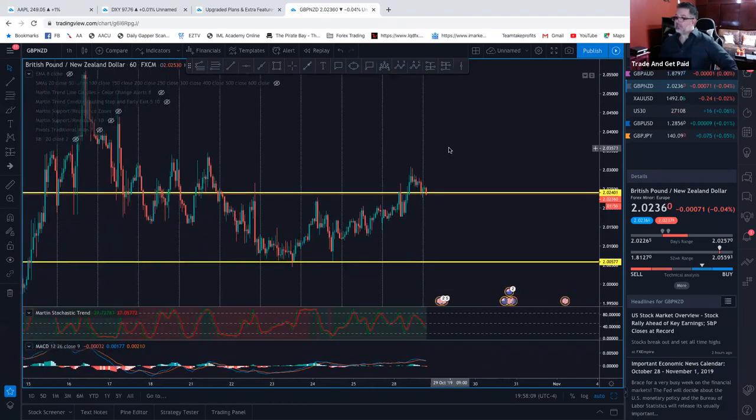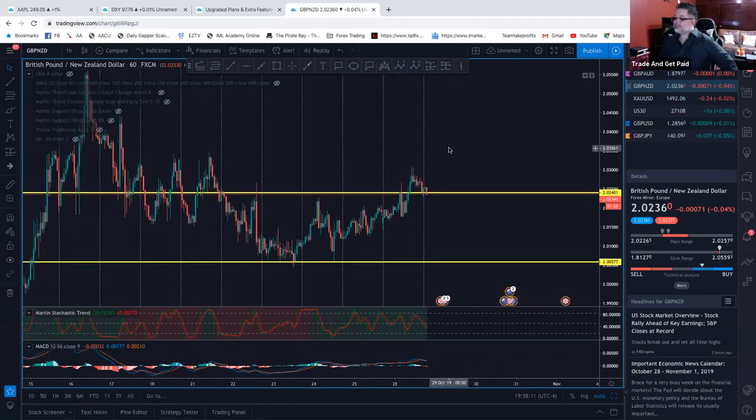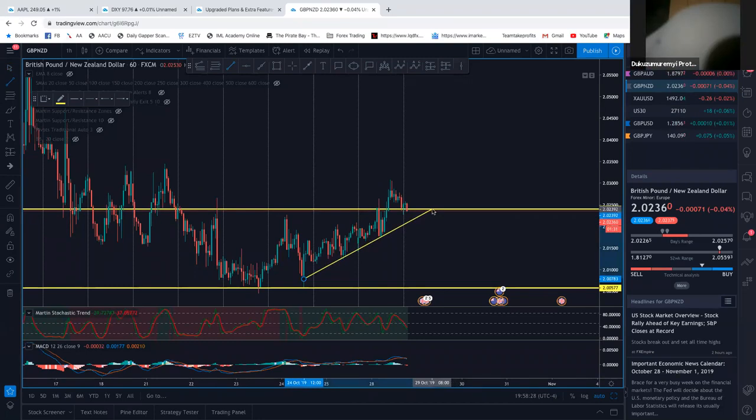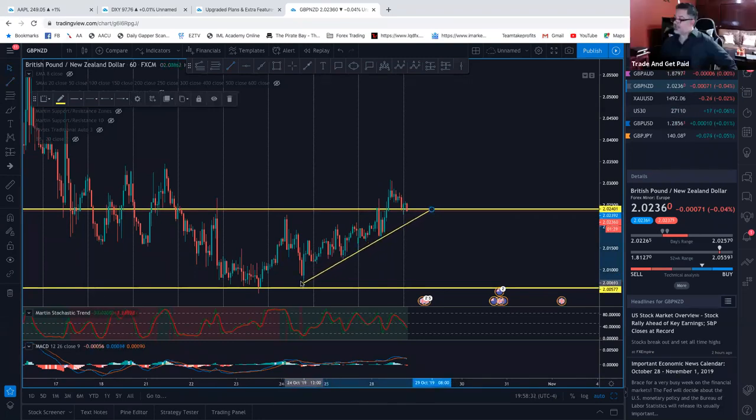Let's see, what else can I think of? I guess the only thing that's missing here on this GBP NZD is a trend line. If we were to put a trend line on this baby here, I think I had one last night. Something like that. You can either do it from the wick or you can do it from the body, but don't mix them. Okay, either do wicks or body.